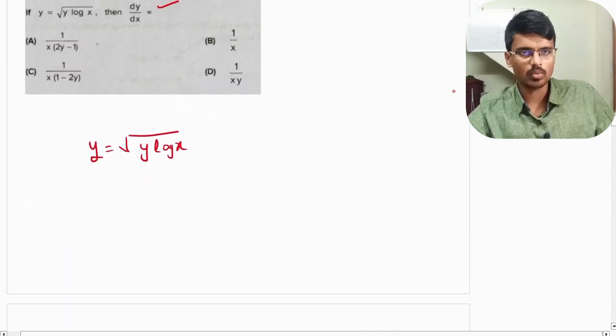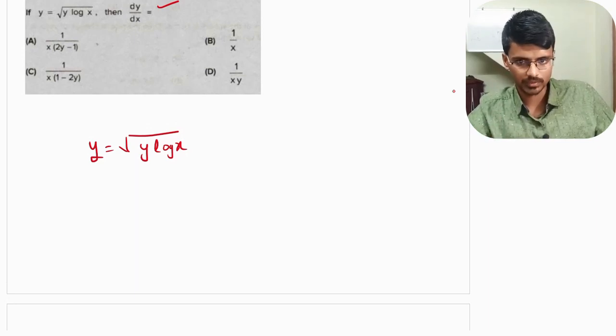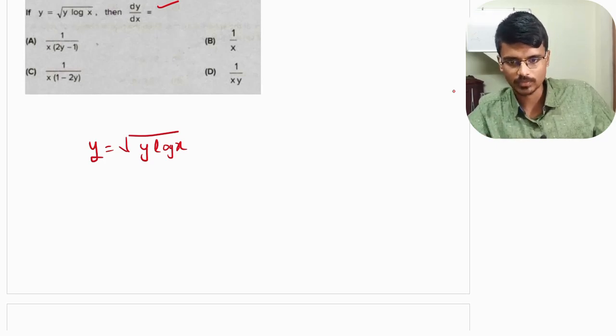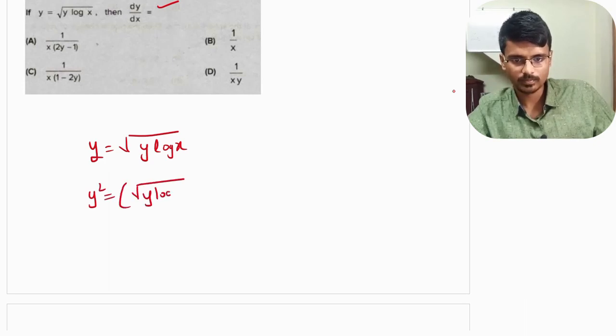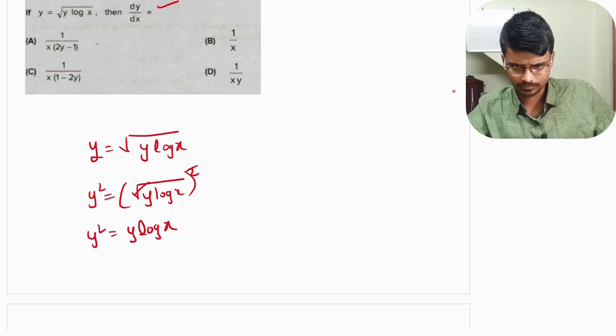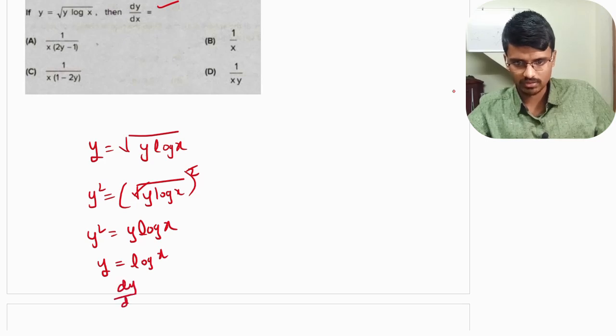So one method of approaching a question is we try to simplify the given thing. So as soon as you look, there is a root, what comes to your mind? You can square both sides. Okay, I'll just square both the sides. On squaring, what happens? This gets cancelled, right? So I've got y log x, y square. So yeah, now y gets cancelled and I have y equal to log x. So differentiation dy by dx, differentiation of log x is 1 by x. So that is the answer.